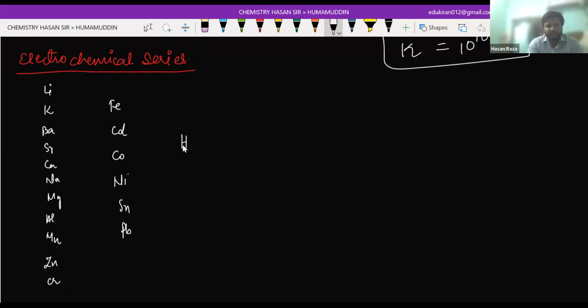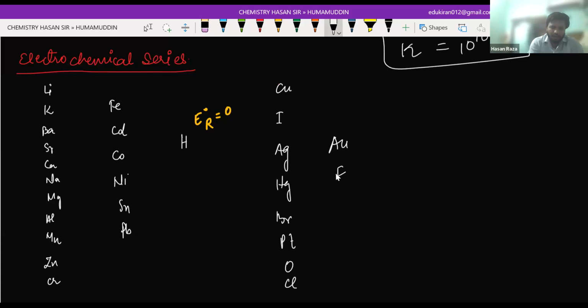After that comes hydrogen. And here the value of hydrogen's electrode potential is equal to 0. As I told you, the electrode potential for different elements is calculated with reference to hydrogen, and that's why we take hydrogen's electrode potential as 0. Then comes your copper, iodine, silver, mercury, bromine, platinum, oxygen, chlorine, gold, and then fluorine.